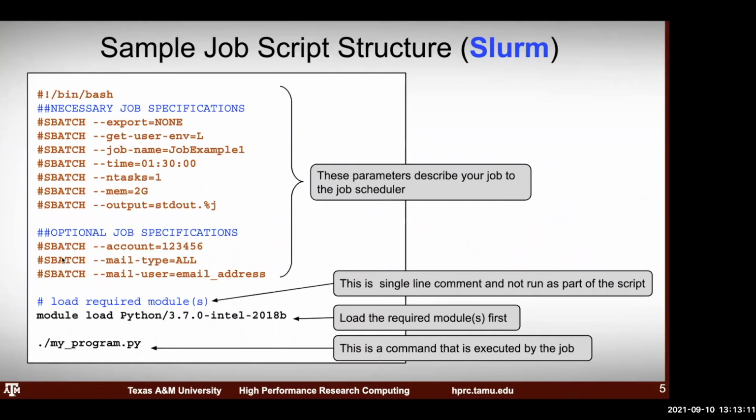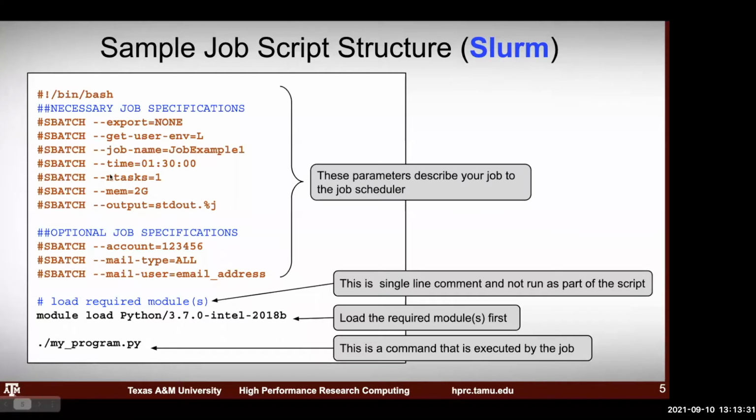These two right here, self-explanatory. These enable email notifications. Mail type all says, I want to be emailed when this job begins and when this job ends. And then SBATCH mail user is your email address. So email me when it begins and ends, and then whatever email address you specified is where it will be sent.